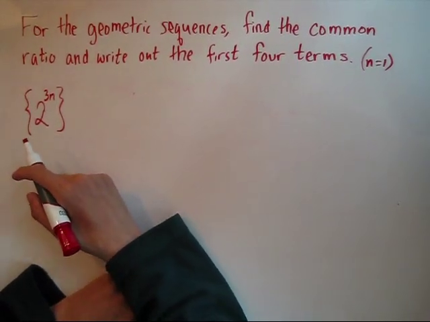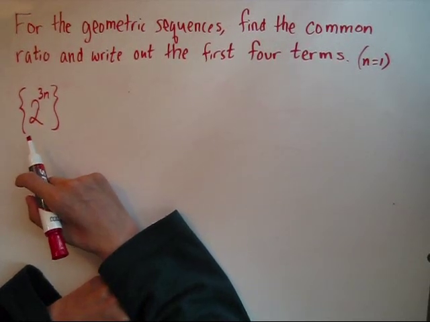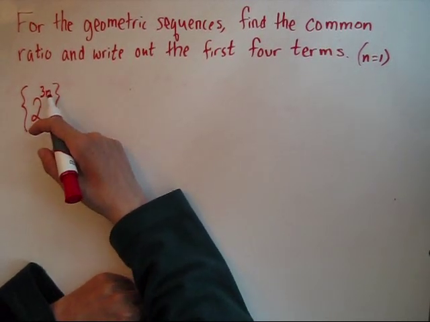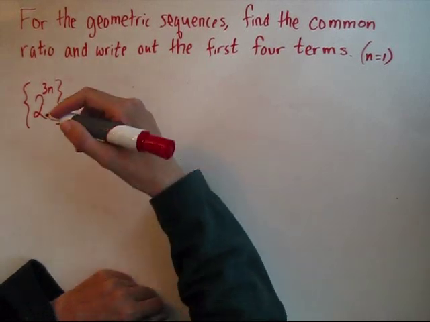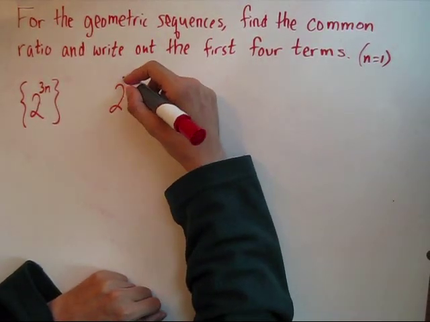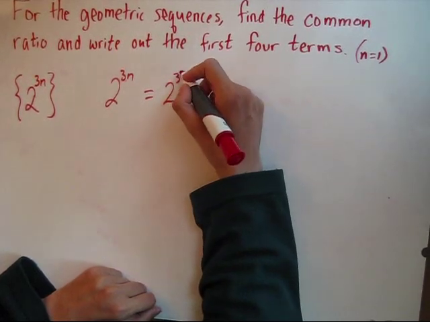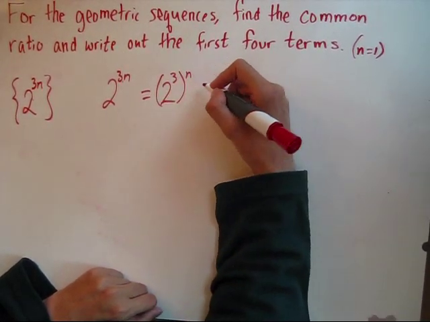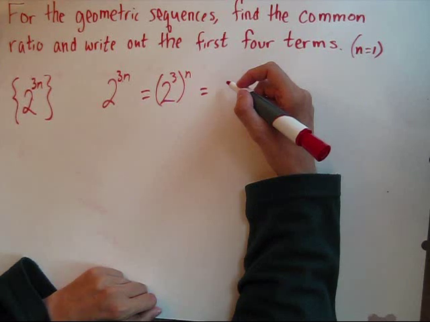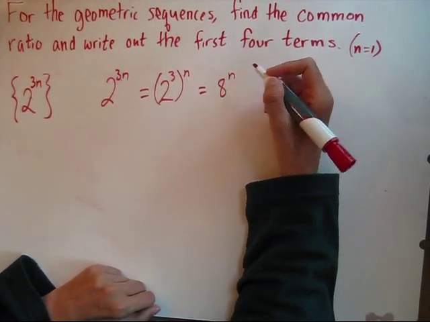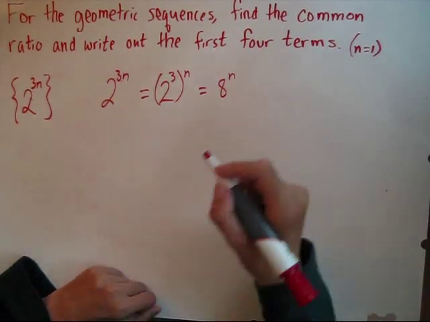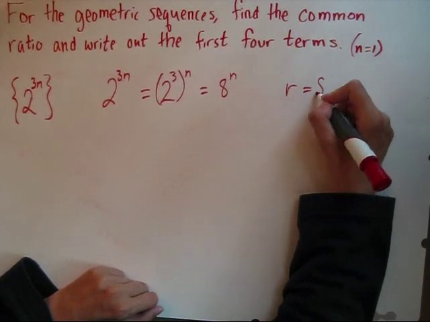We can't see the common ratio right off the bat because we don't have a number just to the n. But we have a little trick we can use to rewrite it. This is the same as 2 cubed to the nth power. And 2 cubed is 2 times 2 times 2, which is 8. So we have 8 to the n. So our common ratio is 8.